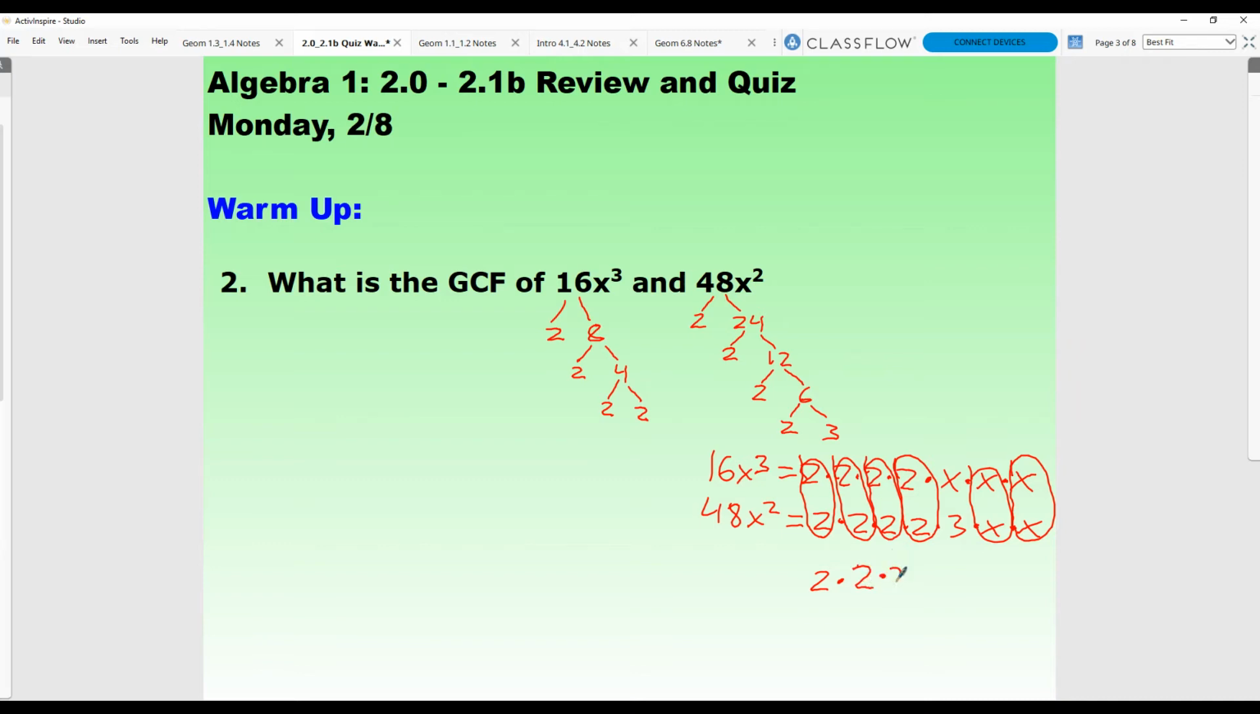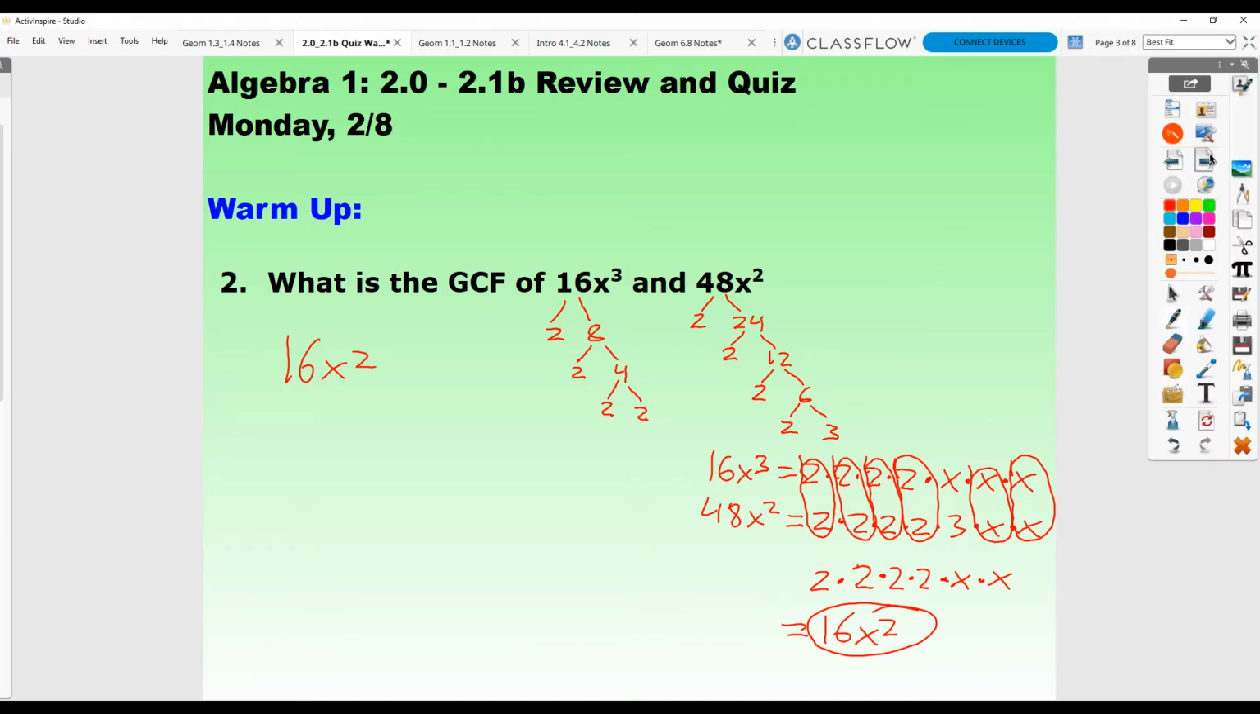Okay, so for each set of 2's, I'm pulling a number out, and my x's times x times x. And if I put that all together, that is going to equal 16x to the power of 2. All right, so that would be my greatest common factor for that. I realize this took a little bit of time. This is only necessary if you need it to help you find what the greatest common factor was. If you didn't know already, this way gets you to that answer. Okay? All right, so there's number 2.